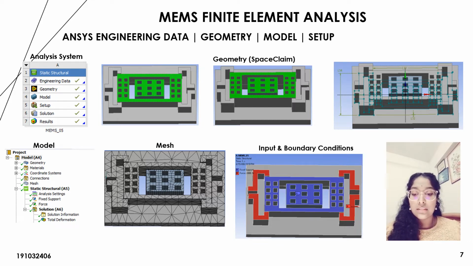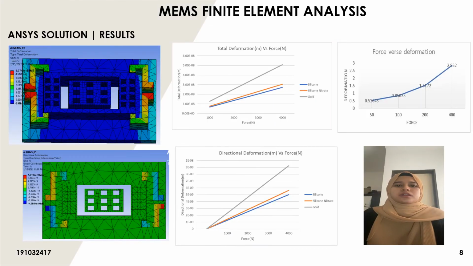On the right hand side, this is the geometry in SpaceClaim. Then after geometry, we have generated the mesh. Then after the mesh, the solutions, total deformation, are the outputs from the input and boundary conditions. For this ANSYS analysis, we use force as input and the total deformation and directional deformation as output. We want to see the different outputs of the materials, where we use the same material and same parameters.